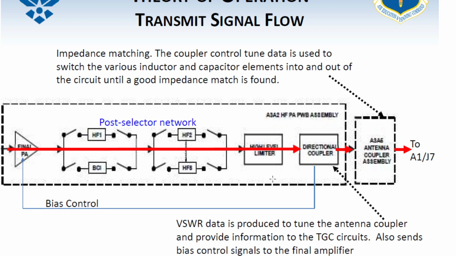Okay, so the simple way to remember this is the directional coupler produces VSWR data. That's what it does. Produces what, sir? VSWR data. This part right here.